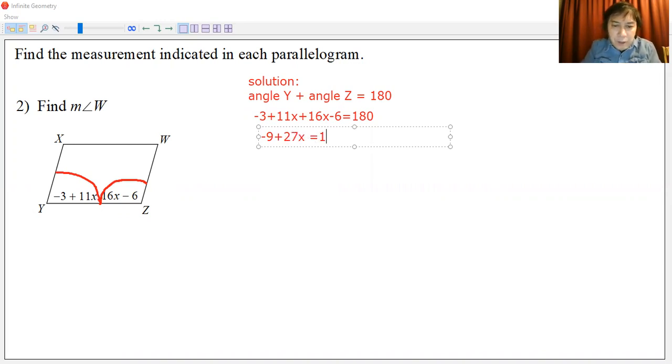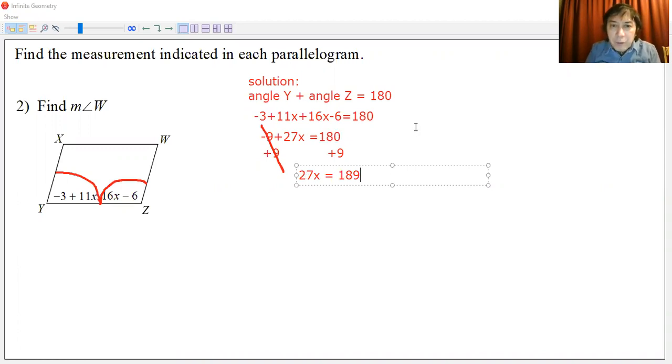27x is equal to 180. By way of addition, we will add 9 to both sides. So we will have +9 here and +9 here. This number 9 cancels out to 0. We only have 27x, and this is equal to 189.